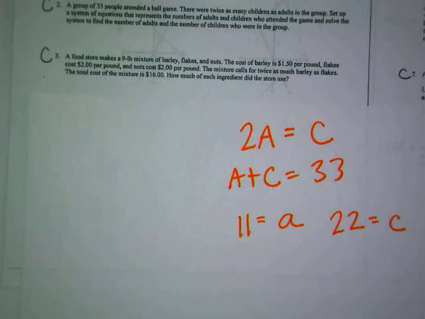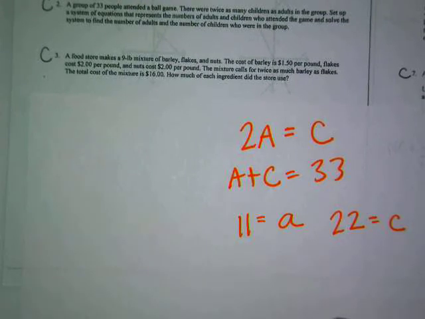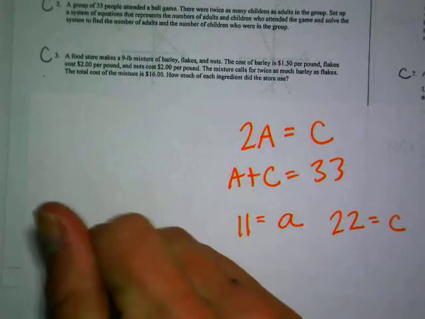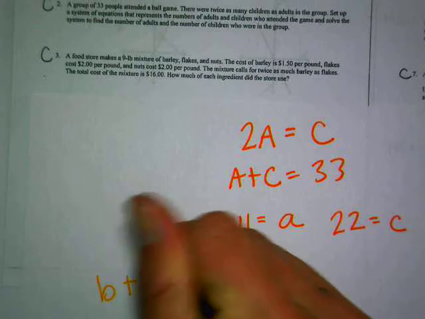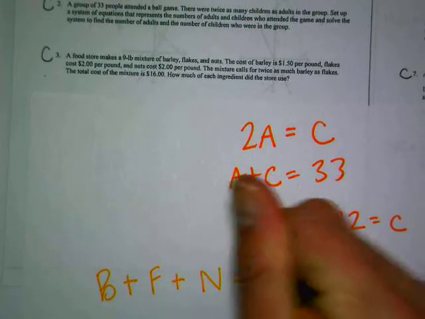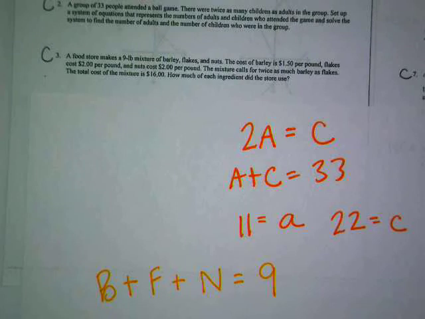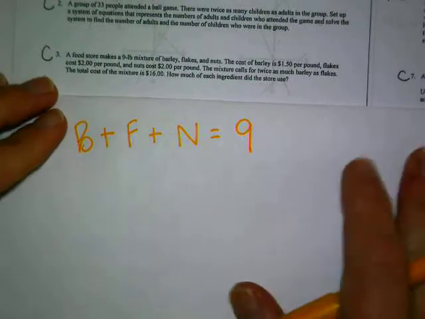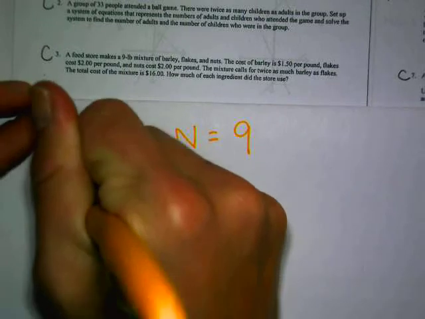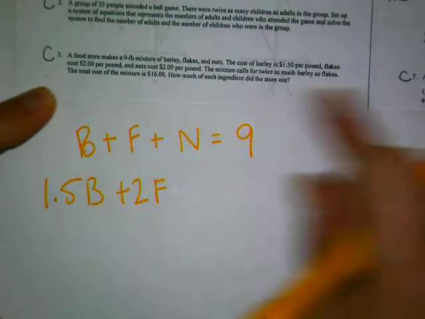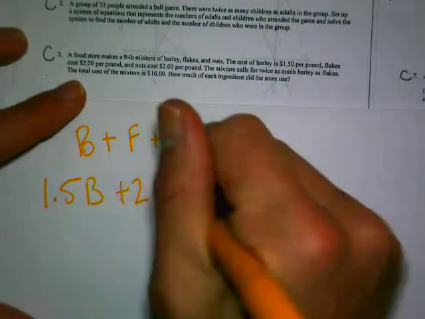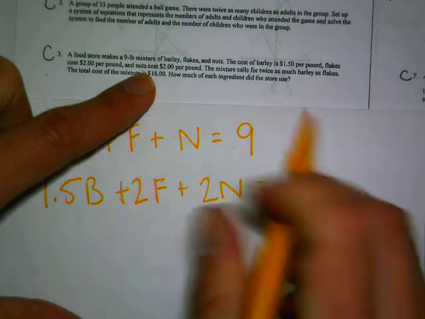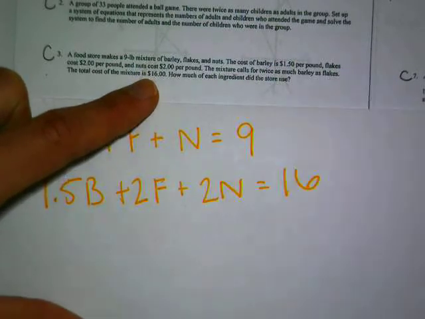Number 3. A food store makes a 9-pound mixture of barley, flakes, and nuts. So barley plus the flakes, there's a capital B, plus the nuts is going to equal 9 pounds. The cost of barley is $1.50. So $1.50 for the barley. Flakes are $2, so 2F. Lily and Ariana, I can hear you. Plus $2 for the nuts, and the mixture cost a total of $16.